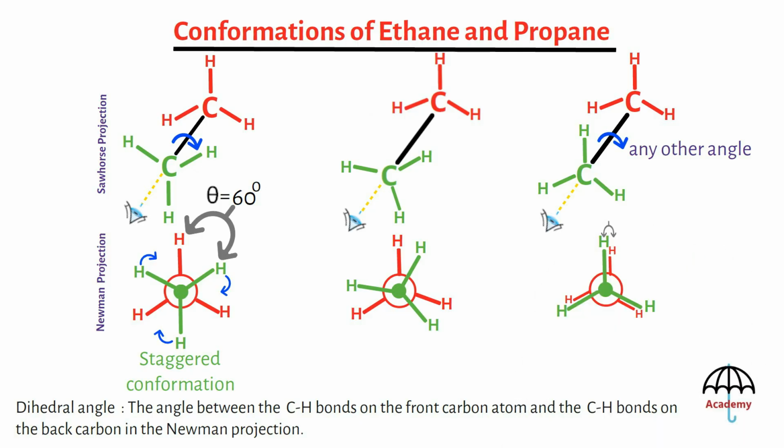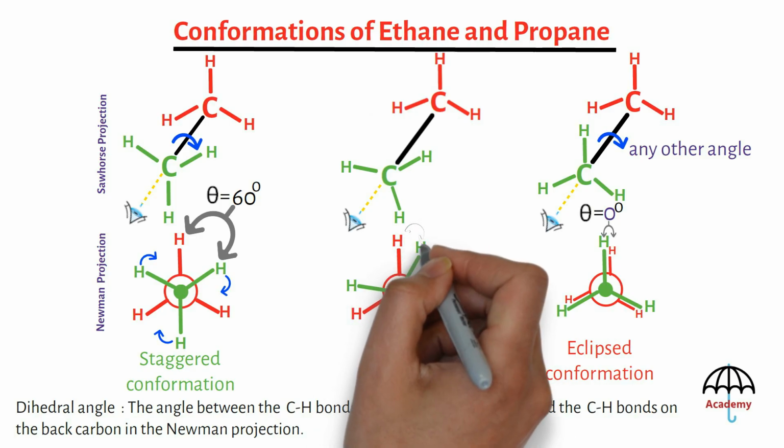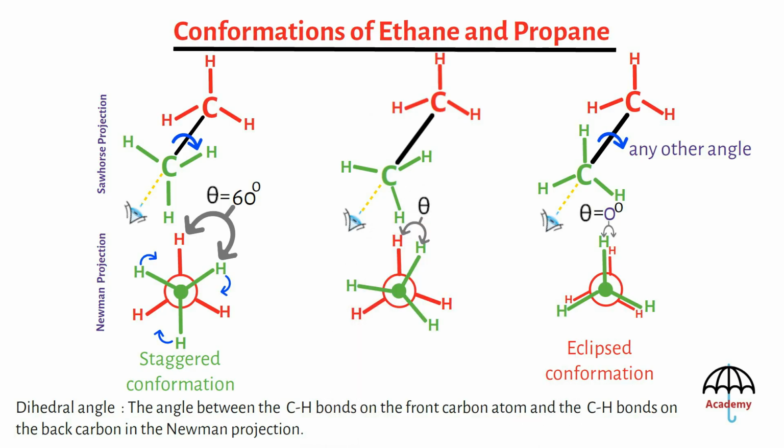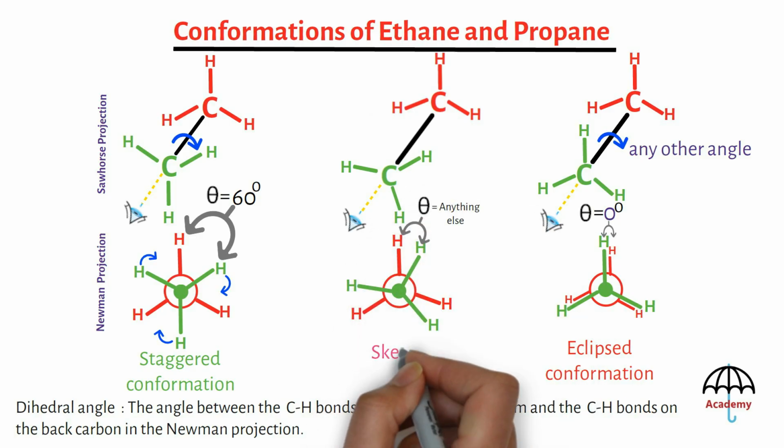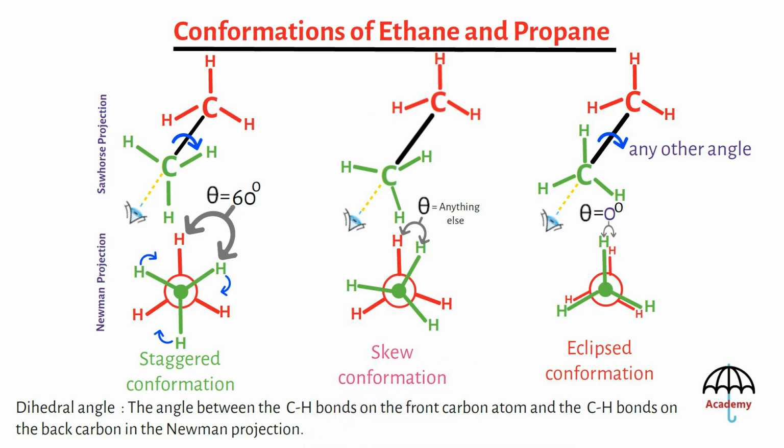When the dihedral angle is 0, the conformation is called eclipsed conformation. That means the hydrogens on the back carbon are hidden or eclipsed by those on the front carbon. This conformation where dihedral angle is anything other than 0 or 60 degrees is called skew conformation. In a sample of ethane gas at room temperature, the ethane molecules rotate millions of times per second, and their conformations are constantly changing. These conformations are not all equally favored.